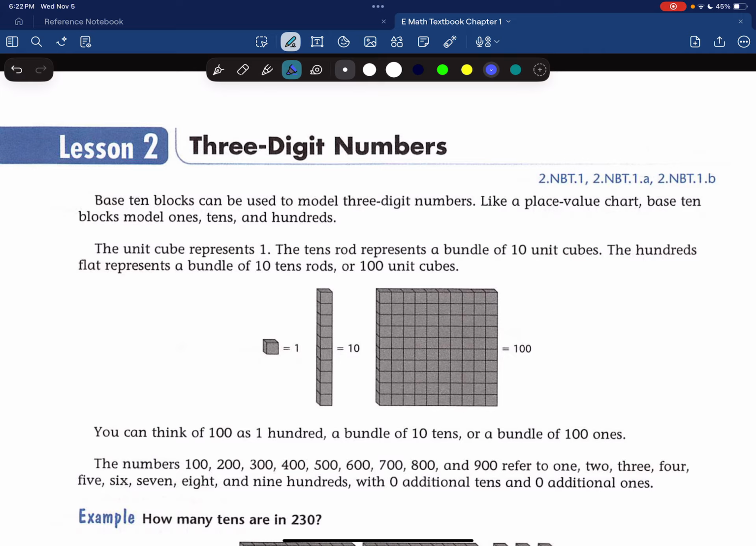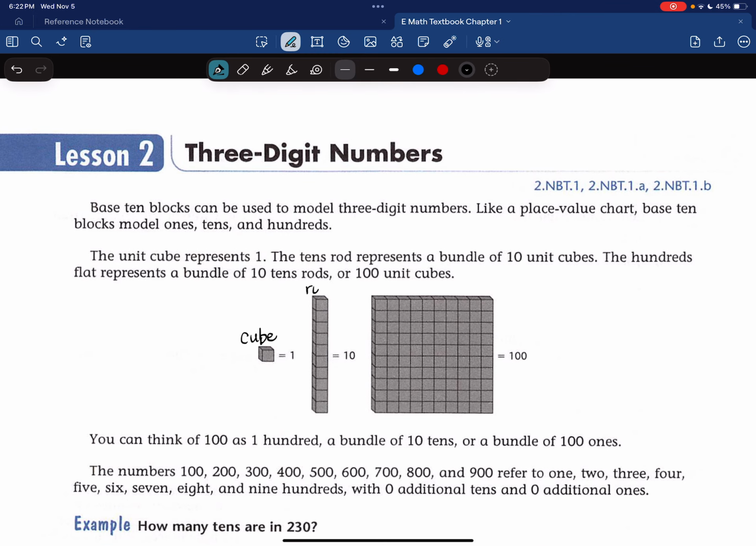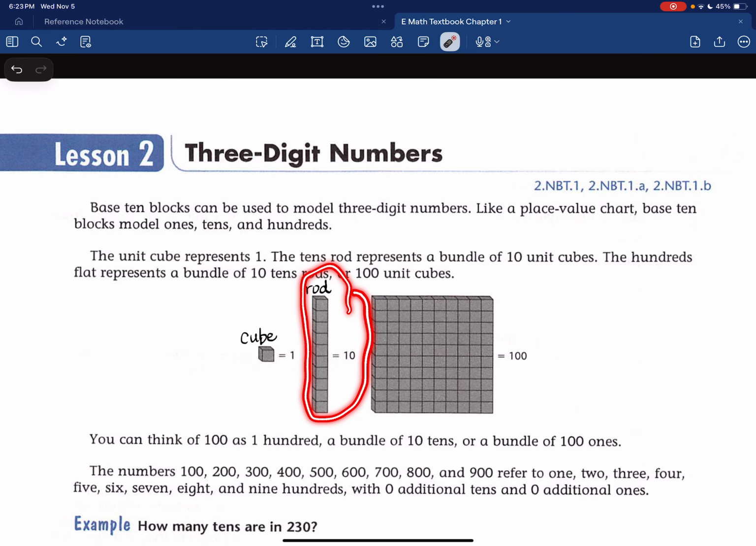Base 10 blocks can be used to model 3-digit numbers. And those are what you see pictured here, the flats, rods, and cubes. Like a place value chart, base 10 blocks model ones, tens, and hundreds. The unit cube represents 1. The tens rod represents a bundle of 10 unit cubes. So what they're saying is if you take 10 of those and stack them up, you get 1 of these.